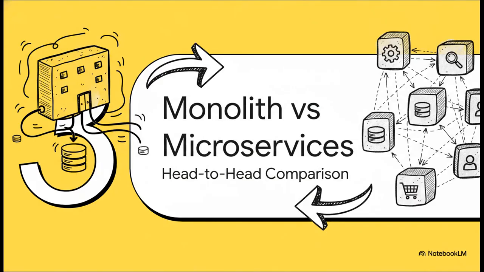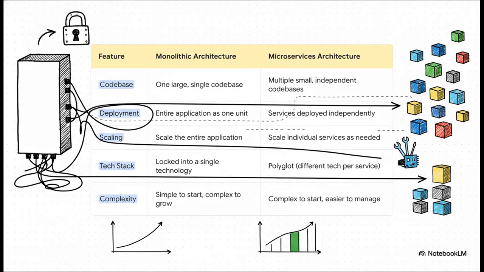Okay, we've seen both sides of the coin. Now it's time for the main event. Let's put them side by side, head to head, to really get a grip on the trade-offs you're making when you pick one path over the other. This table right here, it basically tells the whole story. Let's just walk through it.